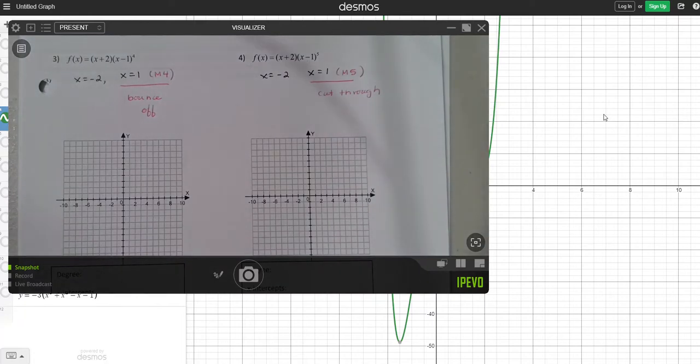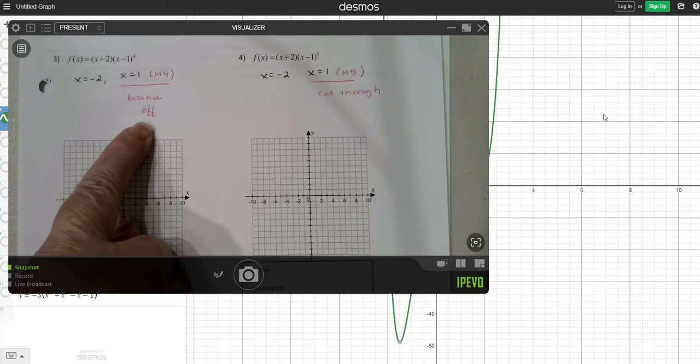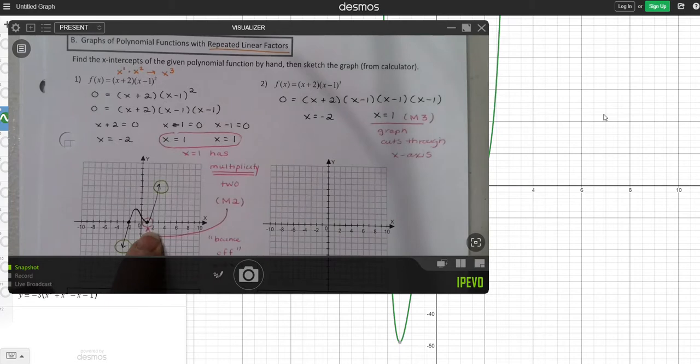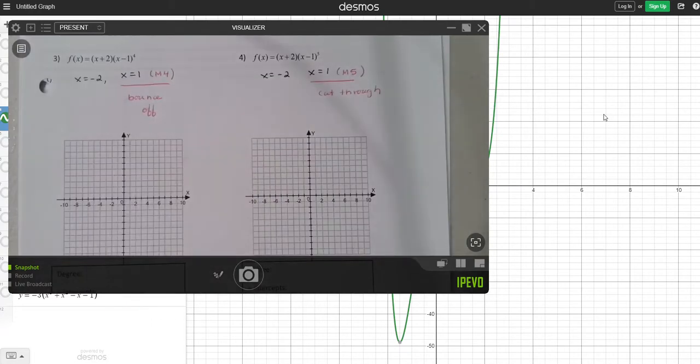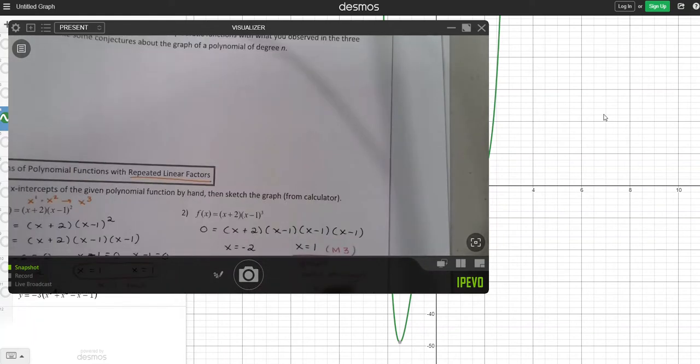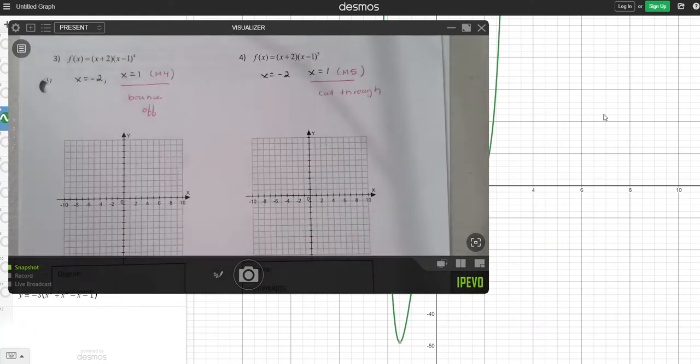What I'm hoping that you're noticing is there's an even-odd relationship here. When we have even multiplicities, we get the bounce-off effect, right? Multiplicity 2, we bounced off the x-axis. Although we didn't draw it, multiplicity 4, again, we bounced off the x-axis. So the even multiplicities cause that bounce. The odd multiplicities, like 5 and 3, our graph was still cutting through the x-axis.